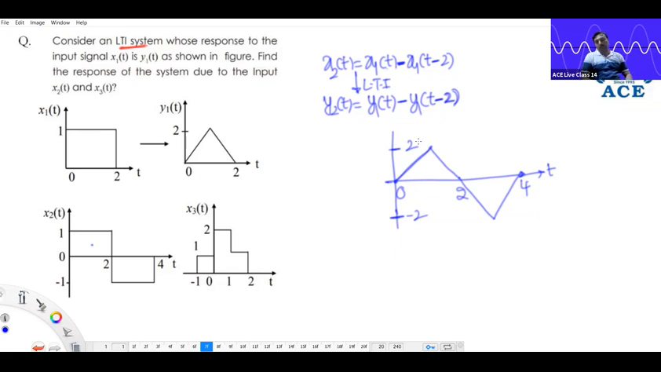Now everyone try how to write x3 of t in terms of x1 of t. If possible, respond in the chat box. How to express x3 of t in terms of x1 of t.